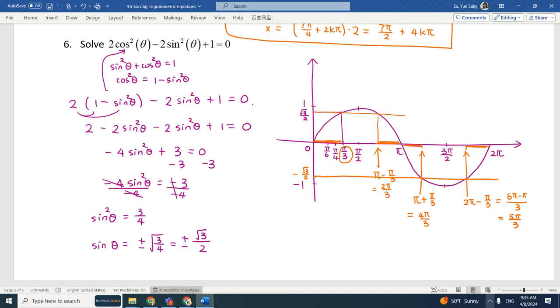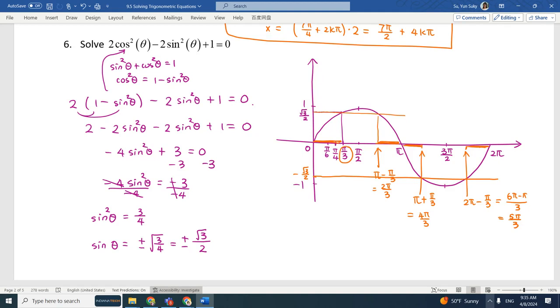And the first two correspond to the sine being the positive root 3 over 2. And then the last two solutions correspond to the sine of the angle being negative root 3 over 2. Right, everybody? Look at this problem. Did it say find the solution within the range 0 to 2 pi? No. So we need to find all solutions.